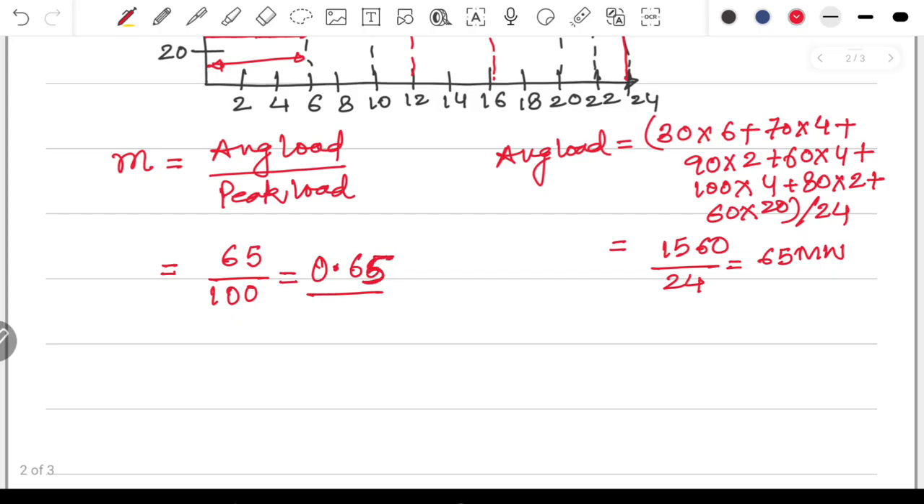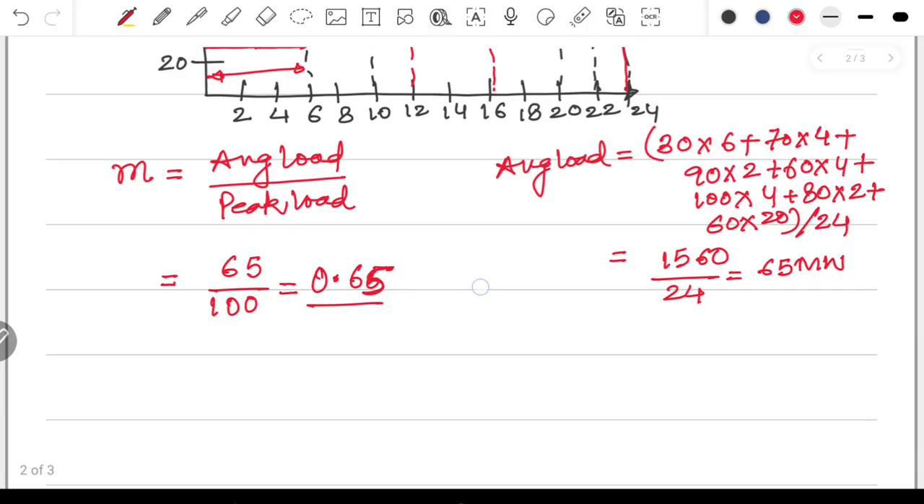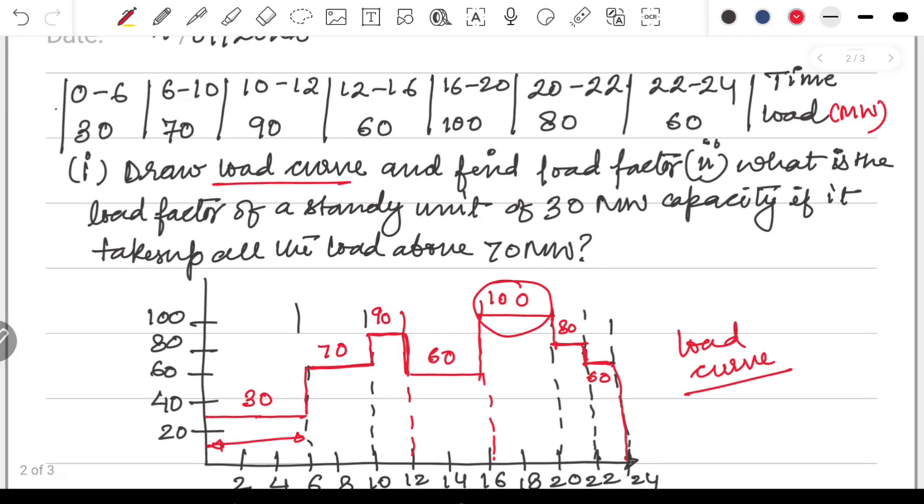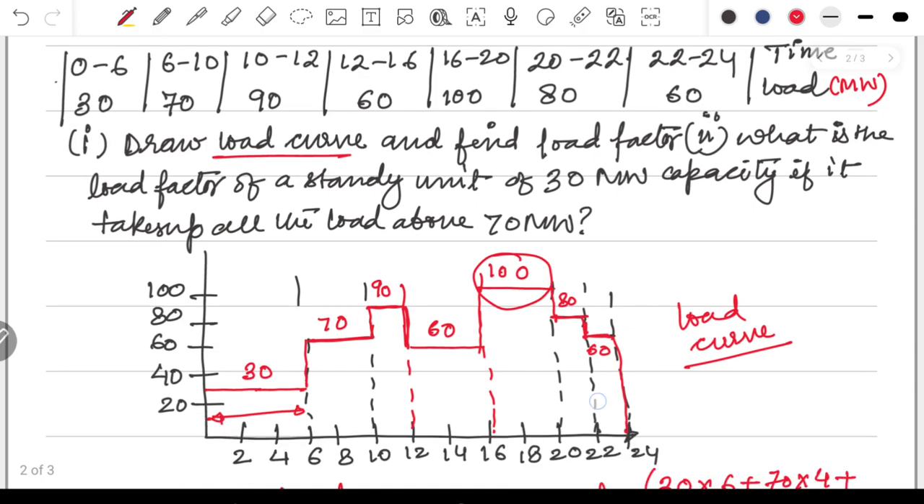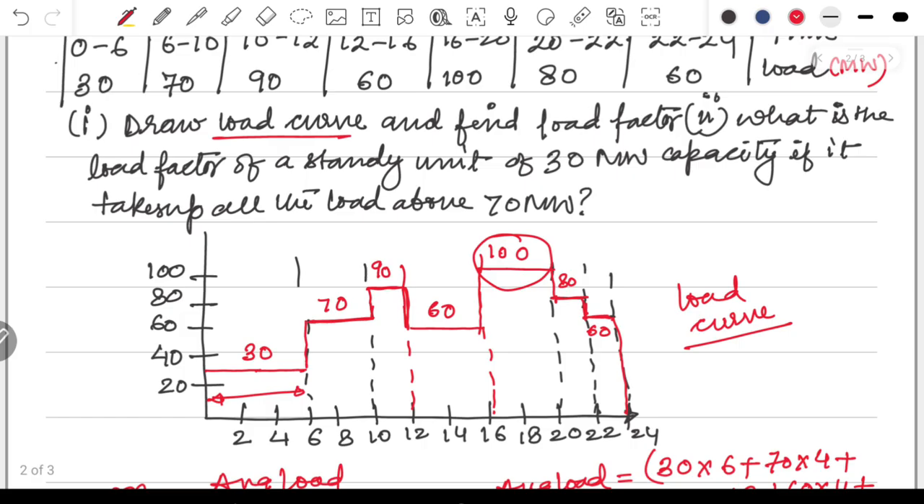Now the question says, what is the load factor of a standby unit of 30 megawatt capacity if it takes up all the load above 70 megawatt. If you look, this is the 70 megawatt, and above this everything has been taken up by that 30 megawatt standby unit. So this is the one, this and this.